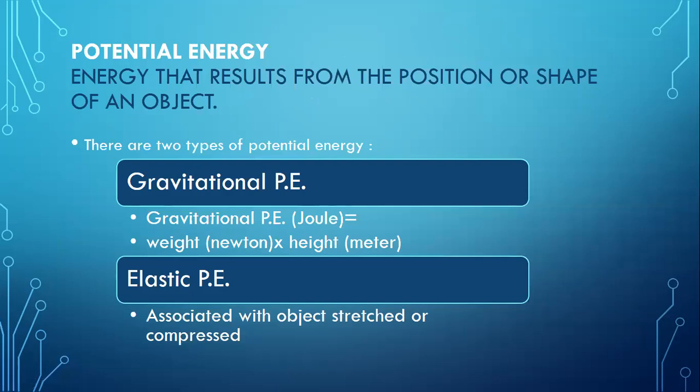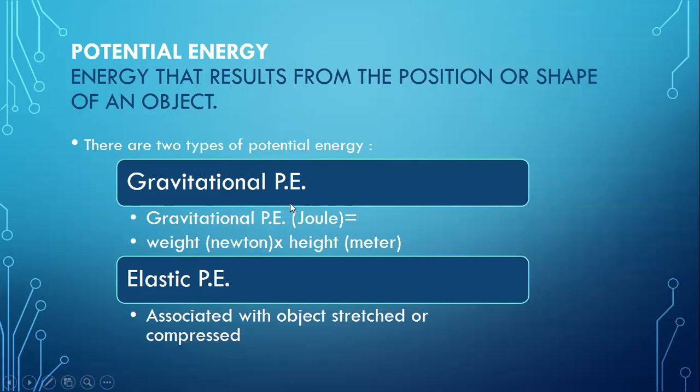Potential energy, yes, we get it. That is the second type of main energy. First we have kinetic energy, and second is potential energy, which results from the position or the shape of an object. According to position, we have gravitational potential energy, and according to shape, we have elastic potential energy.